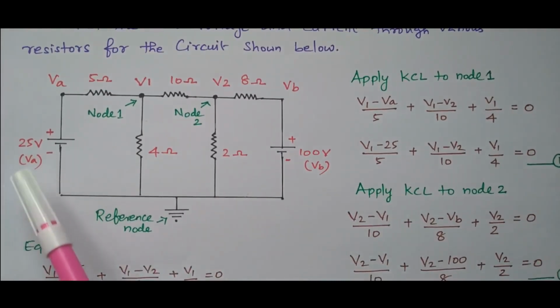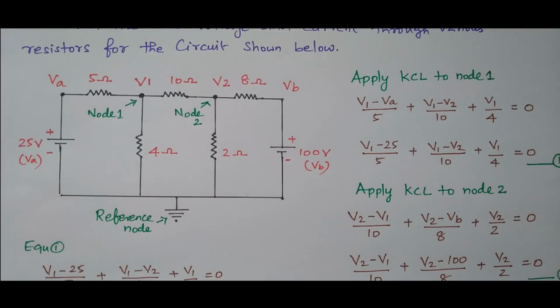So the two voltage sources available are 25 volt and 100 volt. We'll take this as VA and this as VB. Then various resistors are available. What is a node? A node is nothing but a junction point where all the elements are connected together.